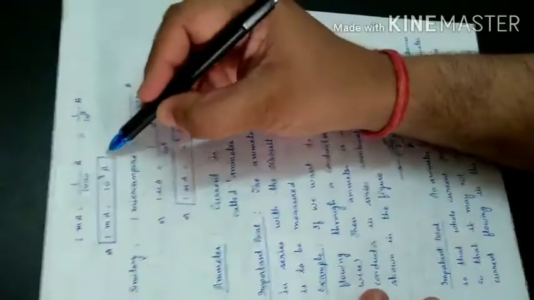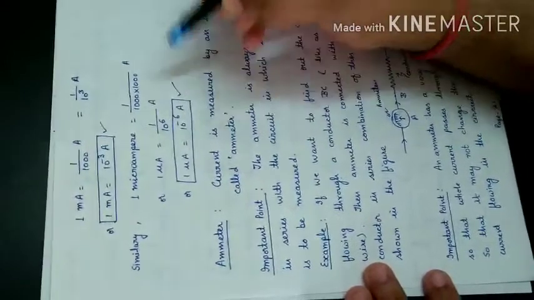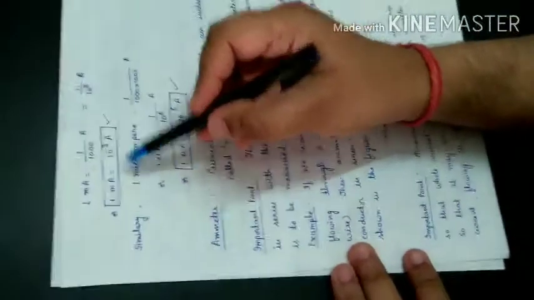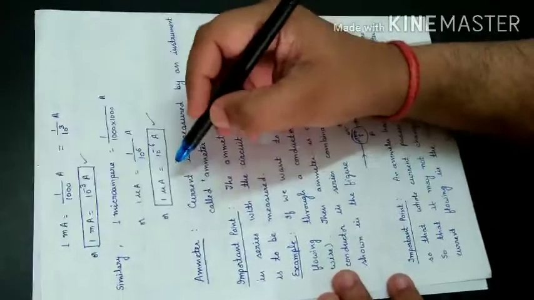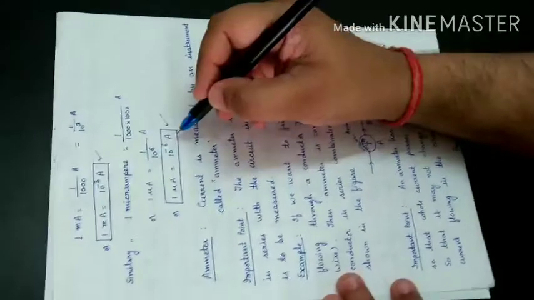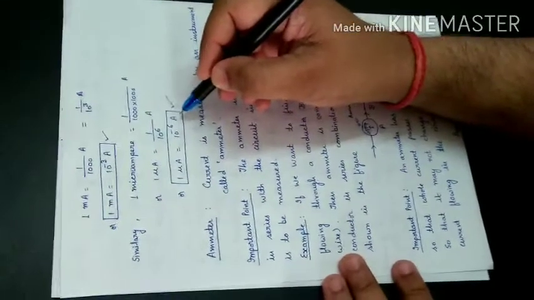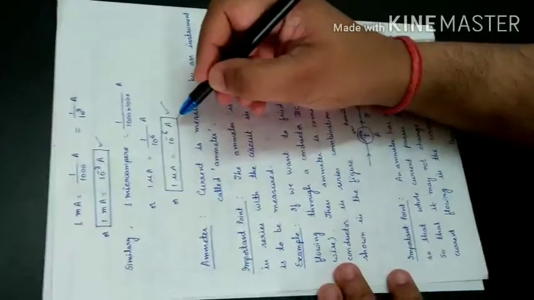So these are the two important relationships. That is, 1 milliampere is equal to 10 to the power minus 3 ampere, and 1 microampere is equal to 10 to the power minus 6 ampere. In numericals, these quantities are often used, so you should keep them in mind.